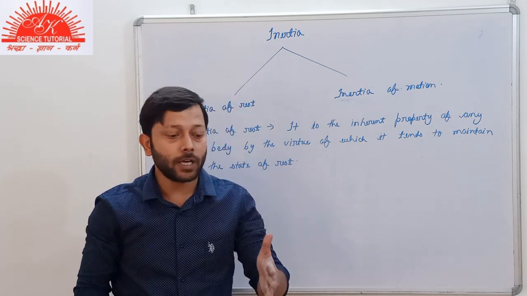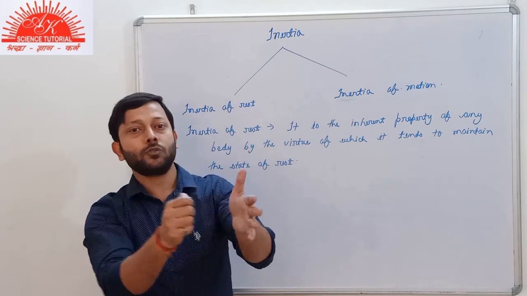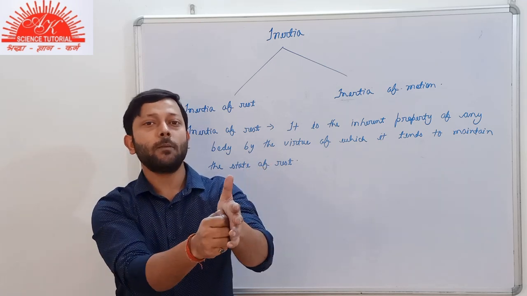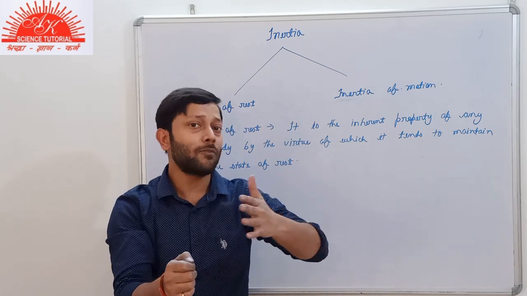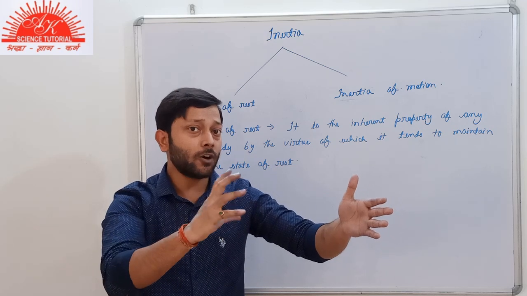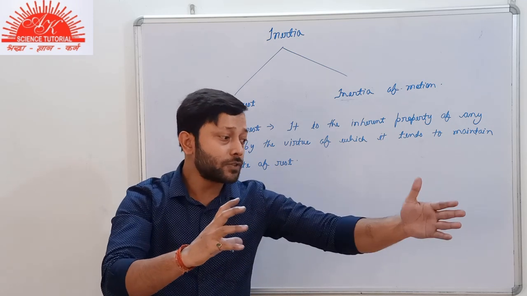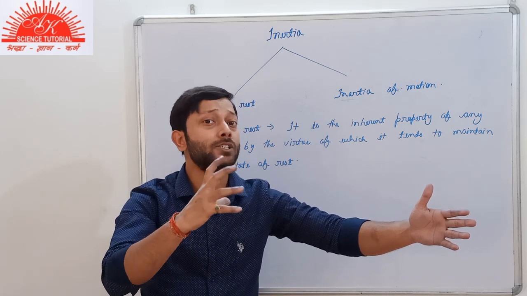So what do we conclude here? Suppose this is the blanket, you apply the force with the help of a stick or wicket on the blanket. As a result, the blanket shifts in this direction, the backward direction. But what about the dust particles that were settled on it? As the blanket moves in this direction, the dust particles have the tendency to maintain their state of rest.